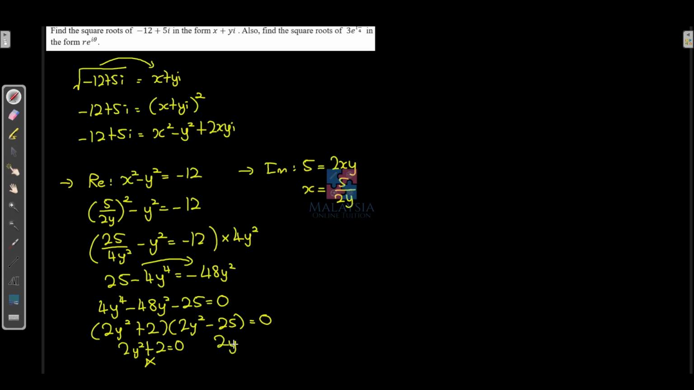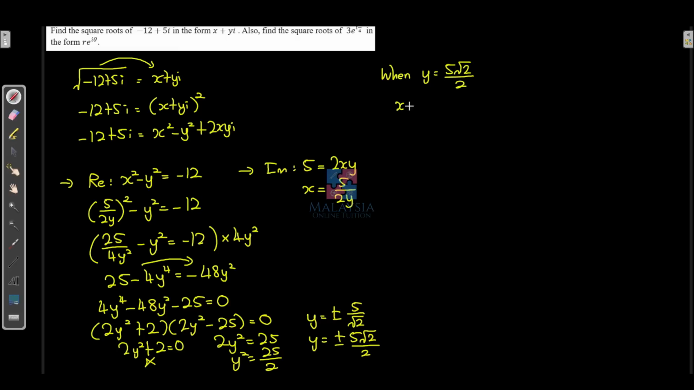Now we are going to take 2y squared equals 25. Y squared equals 25 over 2. And finally your y is going to be plus minus 5 over square root 2, which in turn will give you plus minus 5 square root 2 over 2. Done. Now we can substitute. When y equals 5 square root 2 over 2, what is our x? 5 over 2 times 5 square root 2 over 2. We can see that we can cancel this and this.